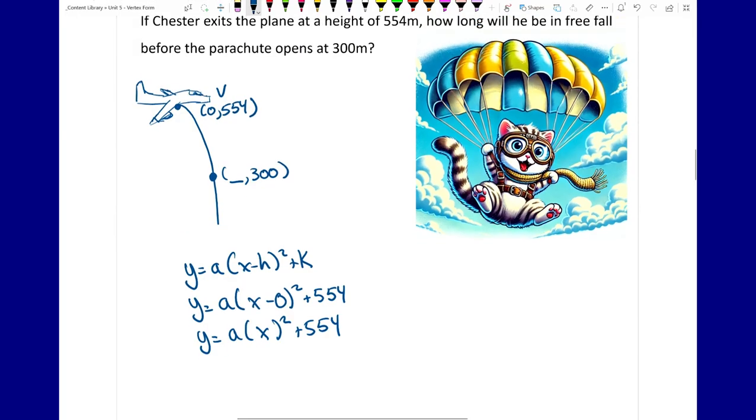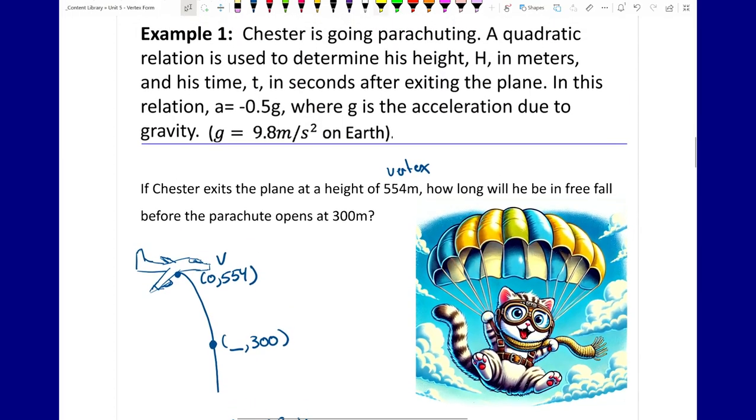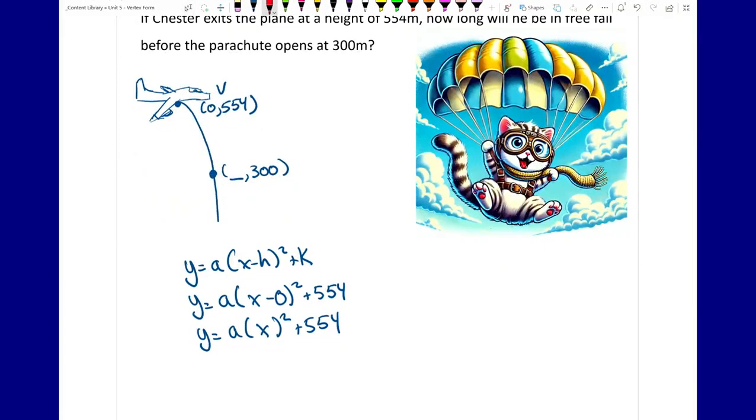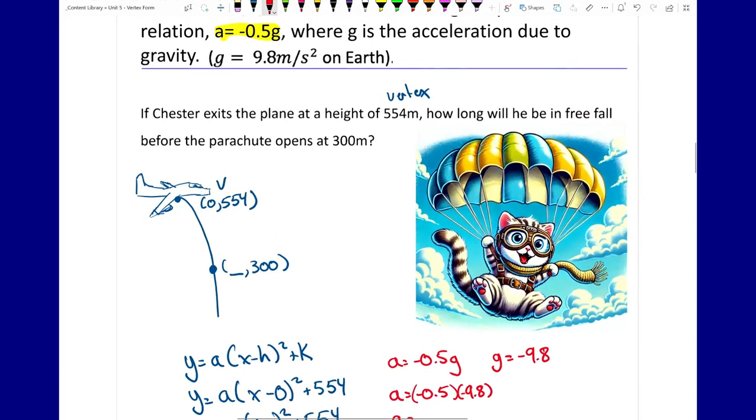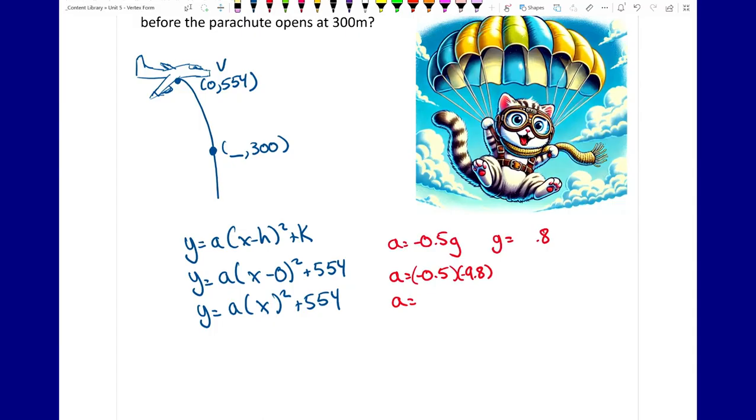Now we are told our a value as well. Back up in our question, we're told that a is equal to negative 0.5 times g, and that g is equal to negative 9.8. So that means our a value is going to be negative 0.5 times negative 9.8, which is positive 9.8, sorry. So that means we have an a value of negative 4.9.